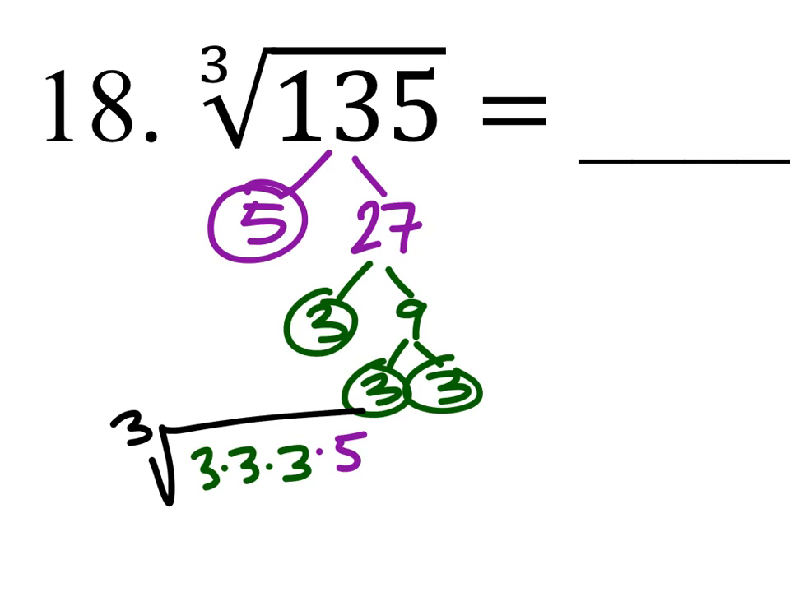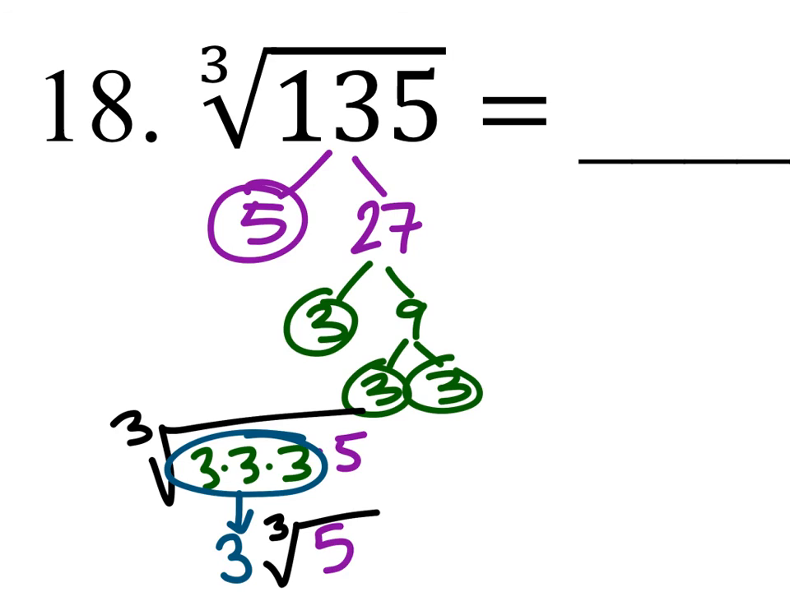Now we've got this triple of 3s, which makes that a perfect cube. So that's 3. And then the 5 doesn't have any triples to go with, so it's just the cube root of 5.